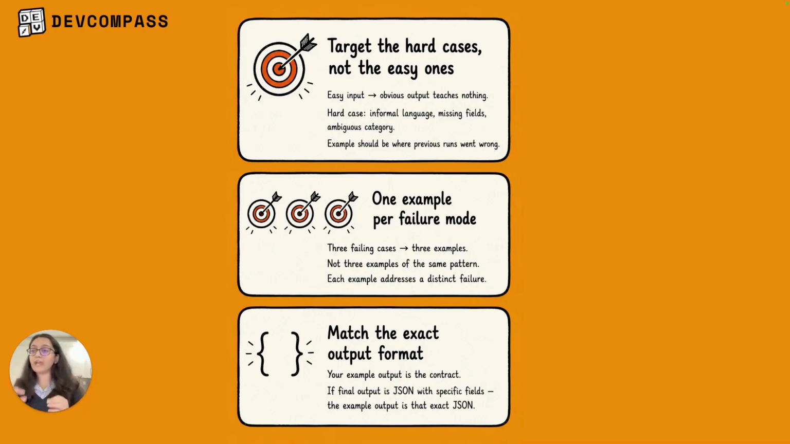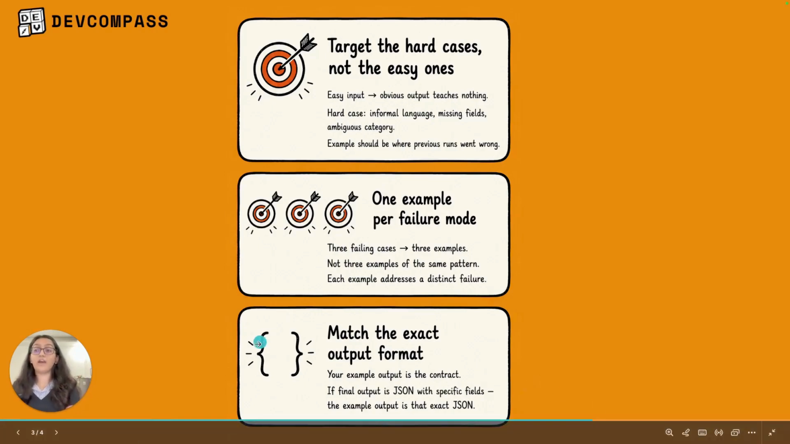Third is match the exact output format. Your example output is the contract. If the final output is a JSON object with a specific field name, the example output should be the exact JSON object with those exact field names, not approximately, exactly. Claude treats the example as a target.